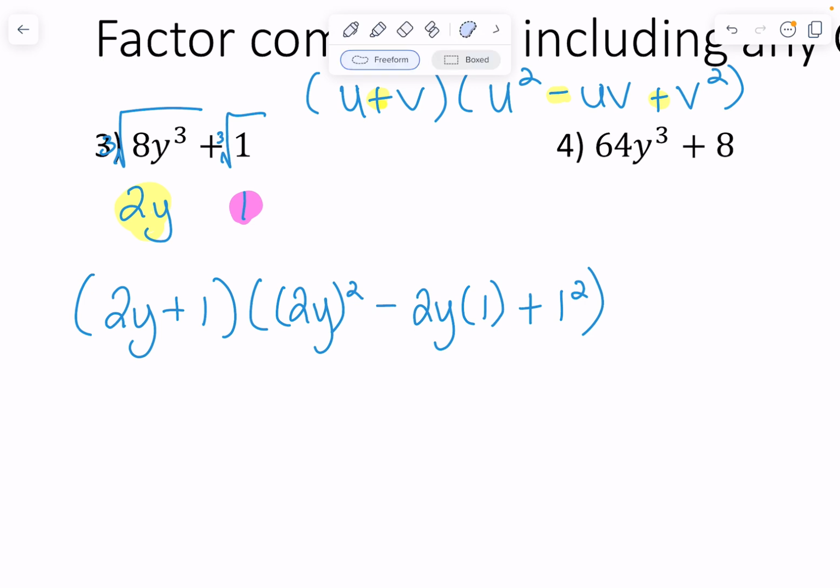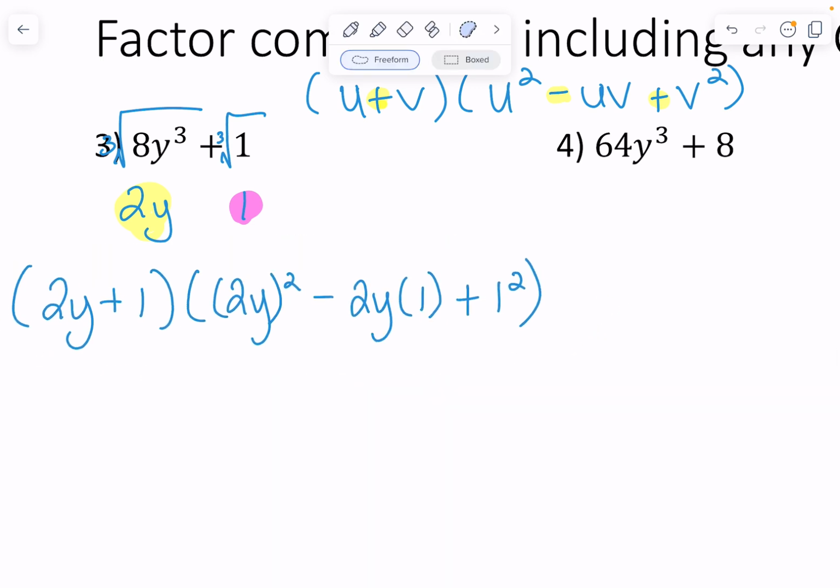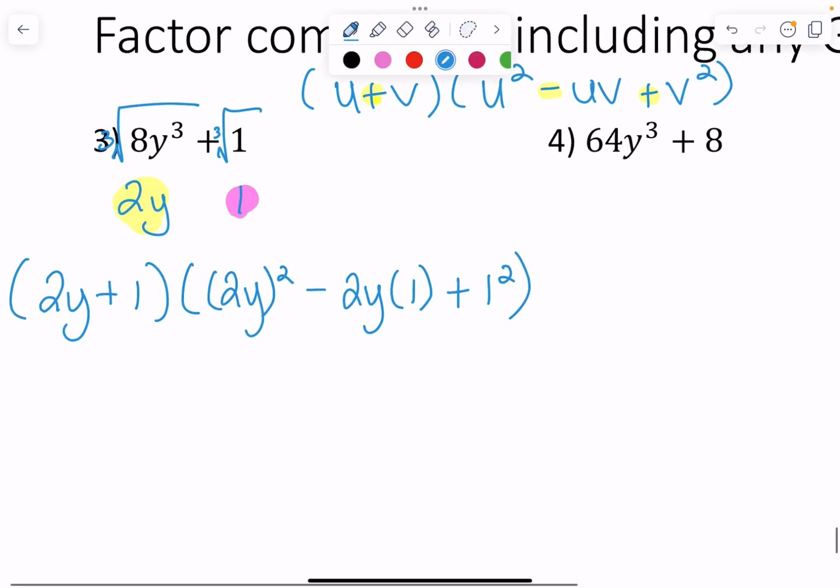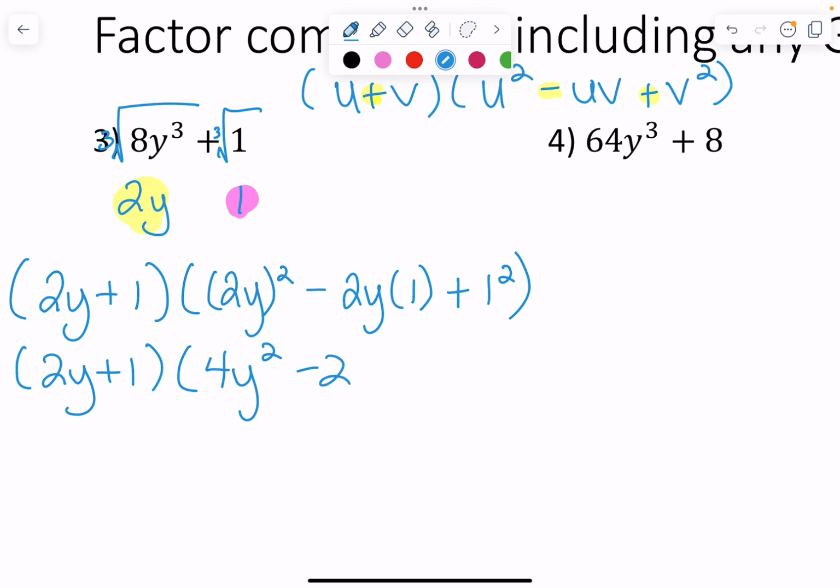Move this over a little bit. Okay, now we can simplify. 2y plus 1. Now we have 4y squared minus 2y plus 1. Feel free to pause and try the number 4 on your own.